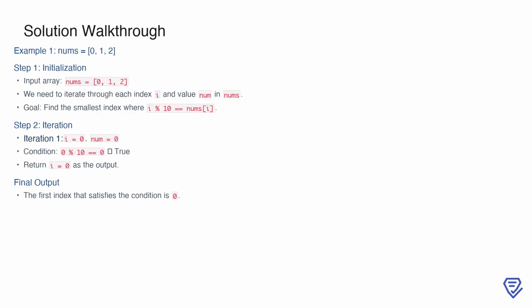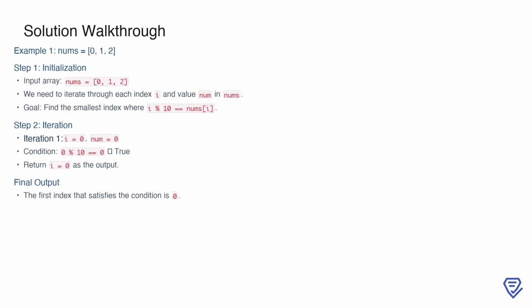To solve this problem, we start by examining example 1 where the input array is nums = [0, 1, 2]. The goal is to find the smallest index i such that i % 10 is equal to nums[i]. First, we initialize the iteration process, where we loop through each index i and its corresponding value, number, in the array. In the first iteration, i is 0, and number is also 0.